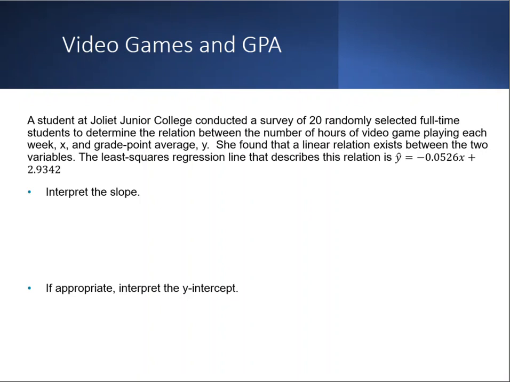In this example, we're going to look at the relationship between video games and GPA. A student at Joliet Junior College conducted a survey of 20 randomly selected full-time students to determine the relation between the number of hours of video game playing each week, X, and the resulting grade point average, Y. So hours of video game playing is the explanatory variable and GPA is the response variable. She found that a linear relation did exist between the two variables.